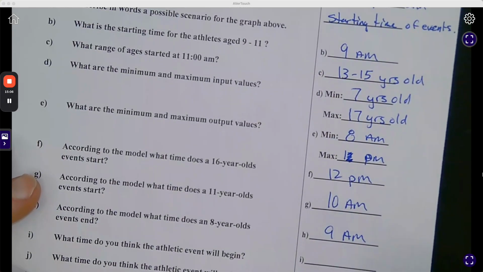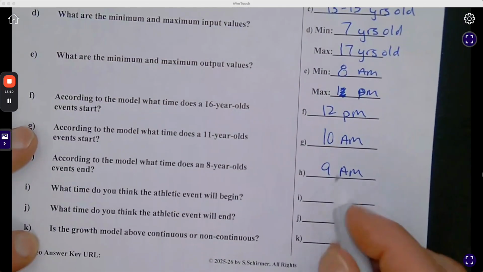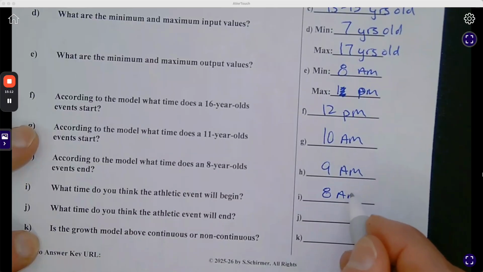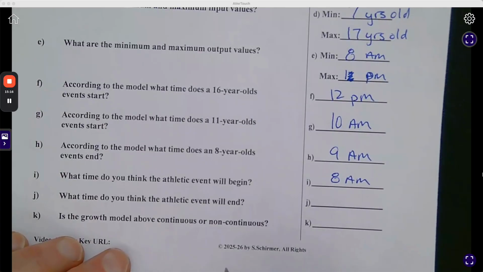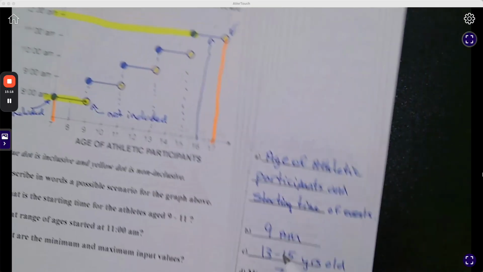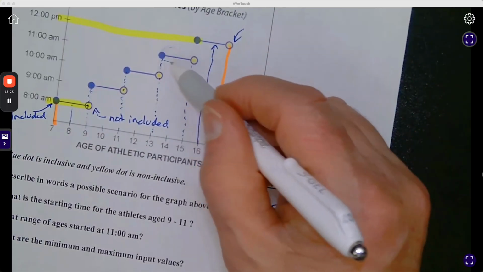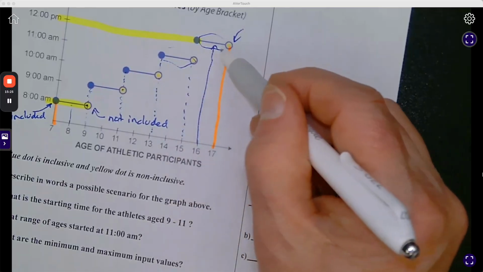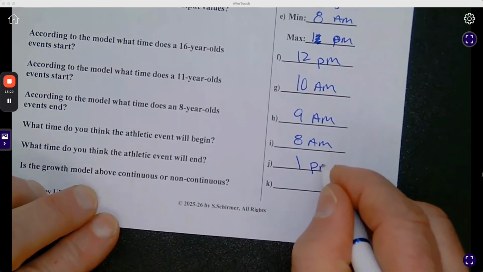What time do you think the athletic event will begin? Well, it begins right there at the y-intercept. That's 8 a.m. What time do you think the athletic event will end? Well, I think it's going to end at 1, because if they start at 12 and all of these go for an hour, then that means that goes for an hour, and it's going to be 1. So I'm going to say 1 p.m.